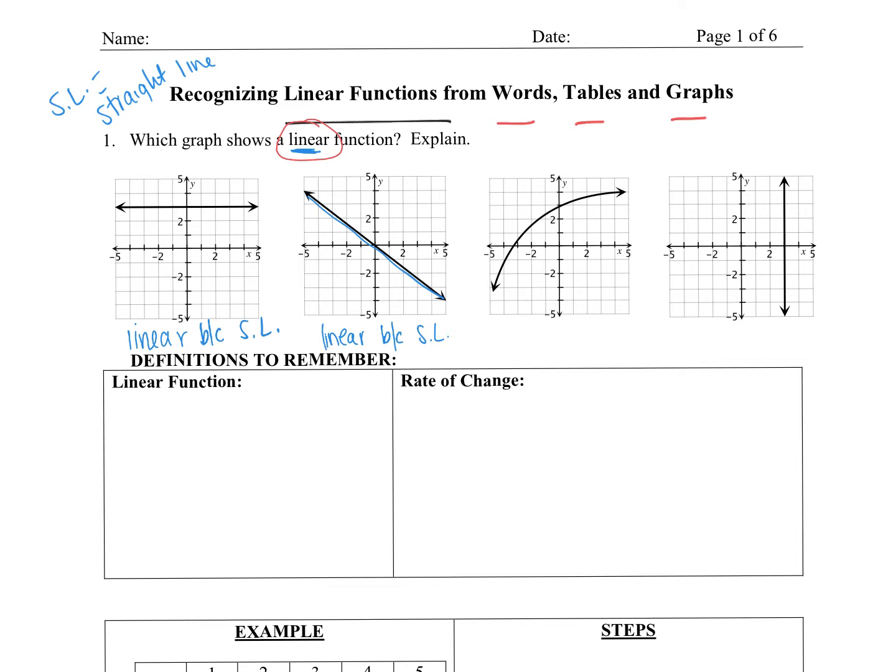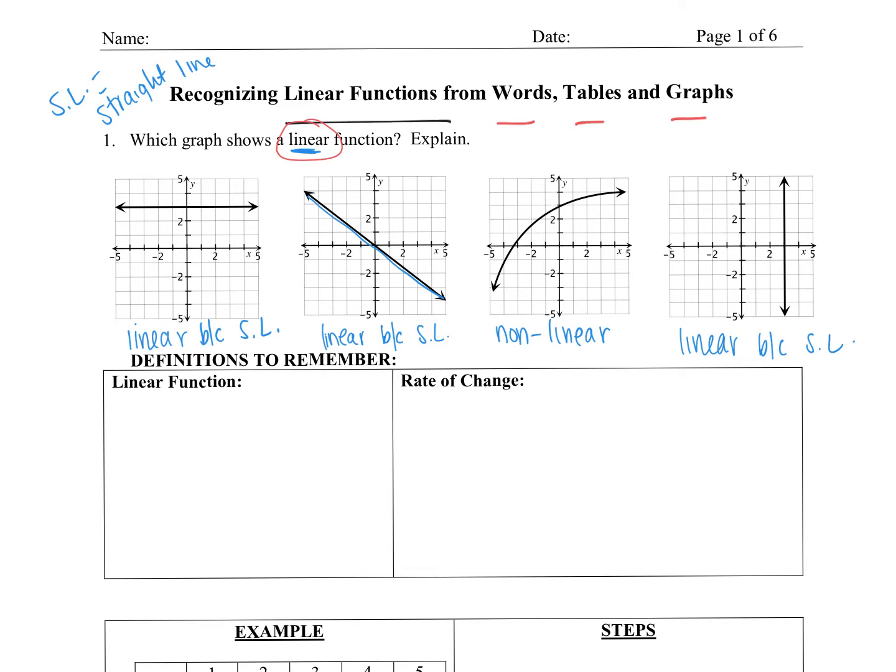Then we come to the third one, and you're going to ask yourself, is this a straight line? No, we see a little bit of a curve here. So this is something called a non-linear function, okay? Because it is not a straight line. And then the last one, once again, it is linear because it's a straight line.